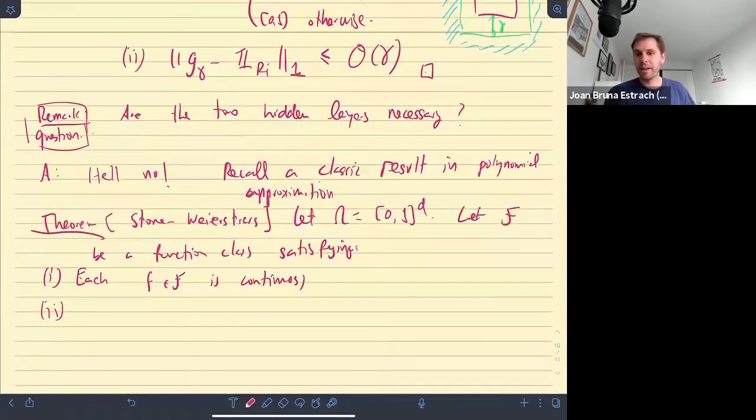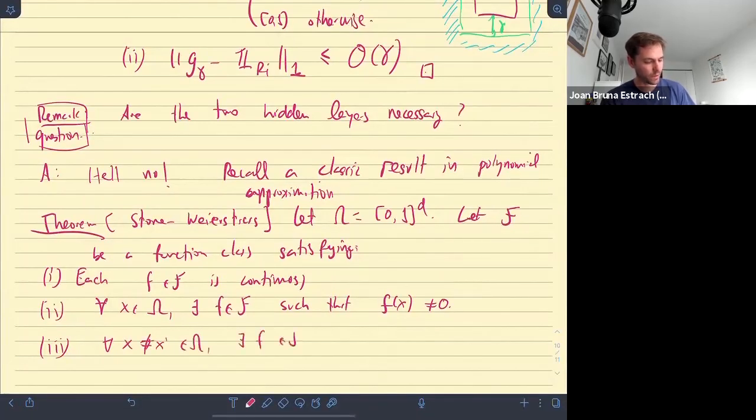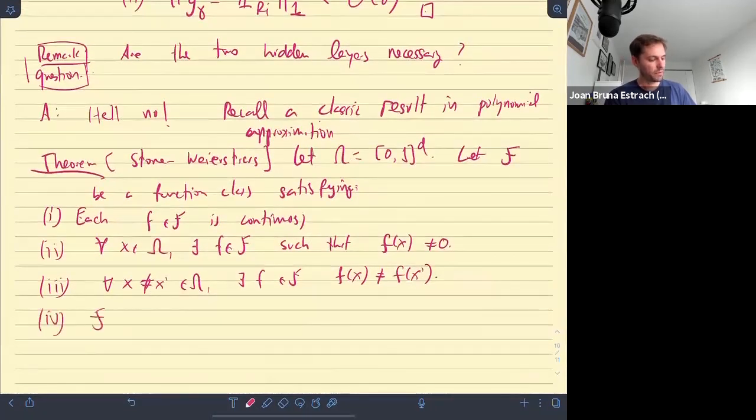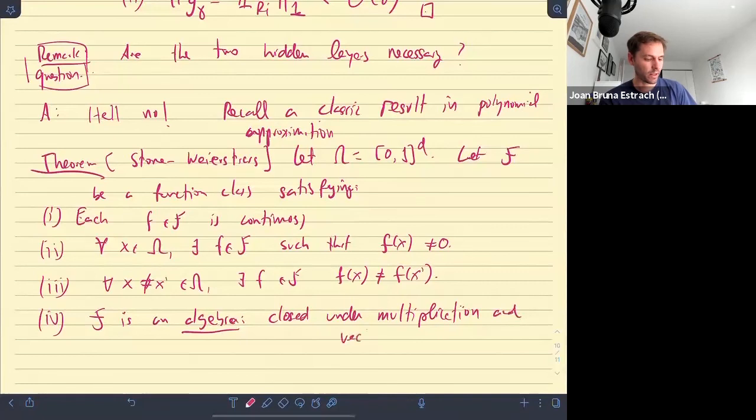Then I need to ensure that I can find functions that are non-zero. So for any point in my set, there exists a function in my family such that f of x is non-zero. And then I also need the ability to separate points: for any pair of different points, there exists a function that separates them. And last but not least, that F is an algebra. So it means that it's closed under multiplication and vector space operations, so multiplying by a scalar and adding things.